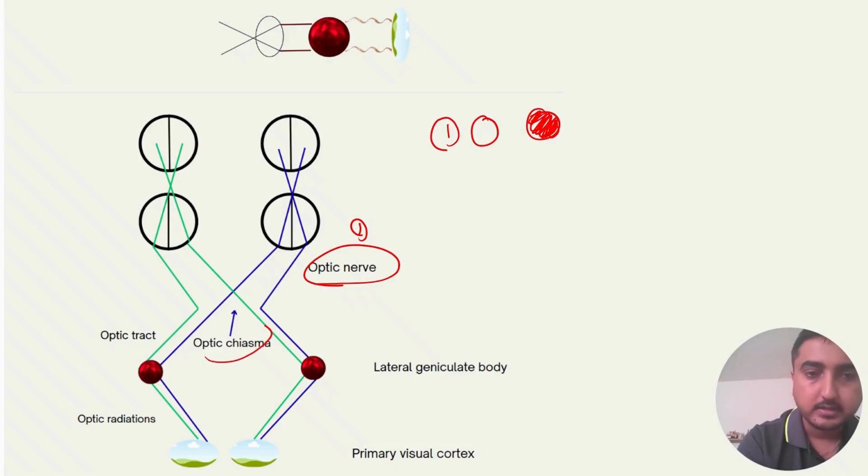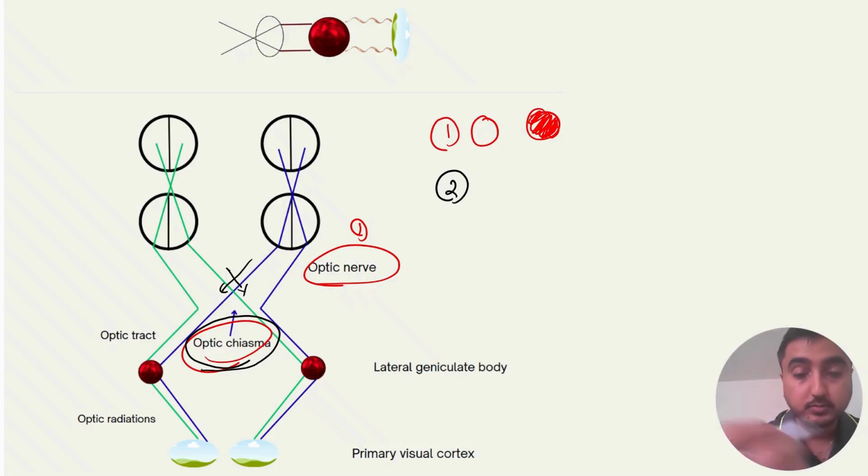What happens if there is a lesion in the optic chiasm? I'd highlight this with black. If there is a lesion in the optic chiasm, you have the fibers that are crossing. So these fibers are crossing in the optic chiasm. In tumors like pituitary tumors, you'd lose these fibers, and then if we trace it back to the visual field, we can see that you'd be losing the lateral side of both your visual fields.